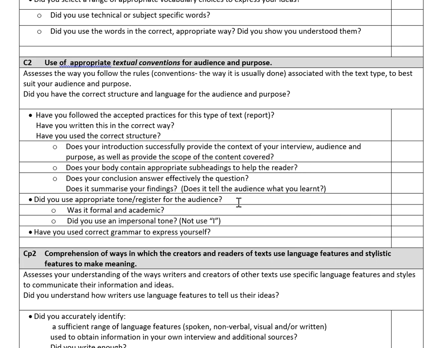Did you use appropriate tone and register for the audience? So looking here, was it formal and academic? Did you use an impersonal tone? So not, "I thought it was really good, but the interview was effective because..." And have you used correct grammar to express yourself?